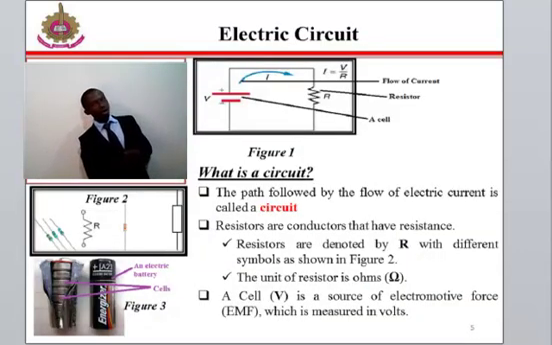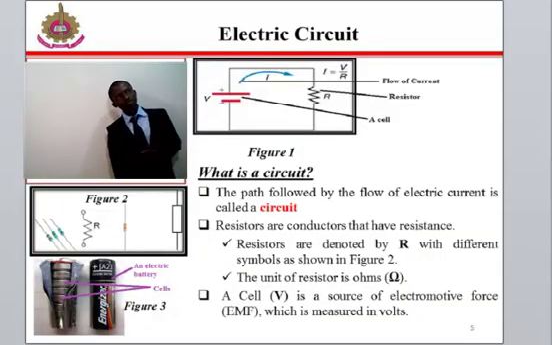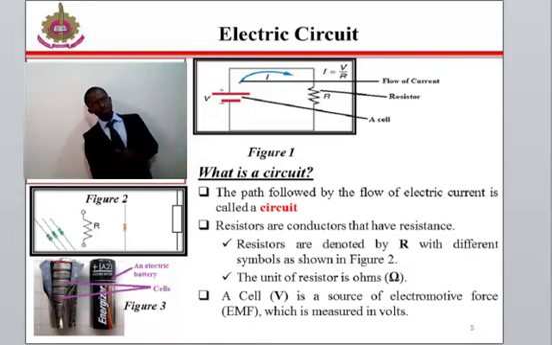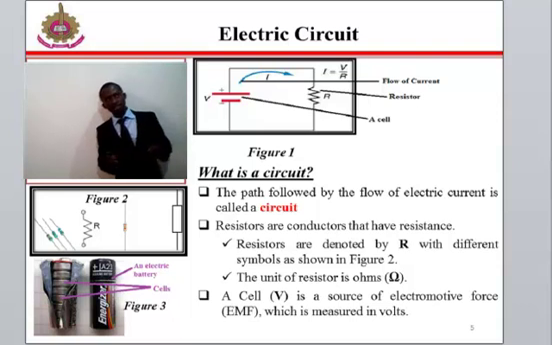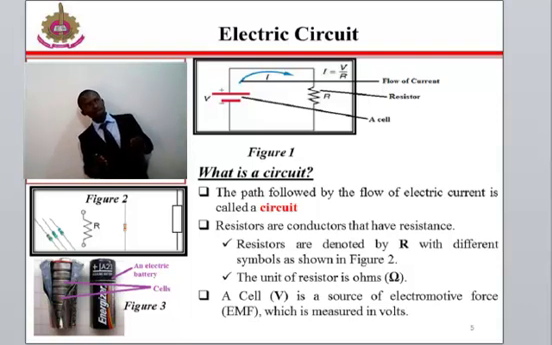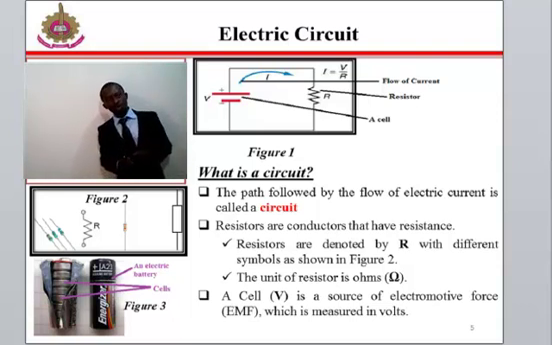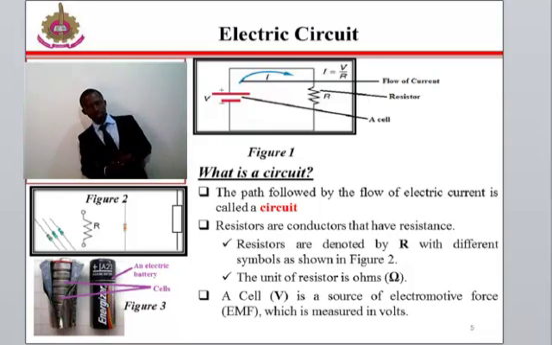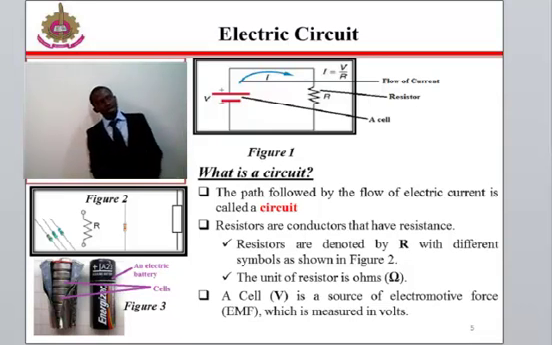Now it is time to talk on electric circuit. What is a circuit? The path followed by flow of electric current is called a circuit. There are basic components of an electric circuit.